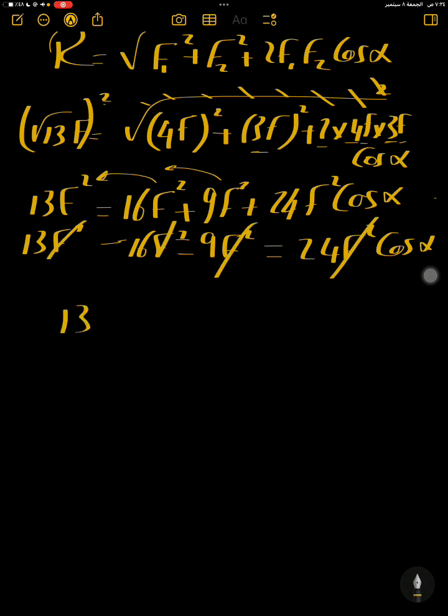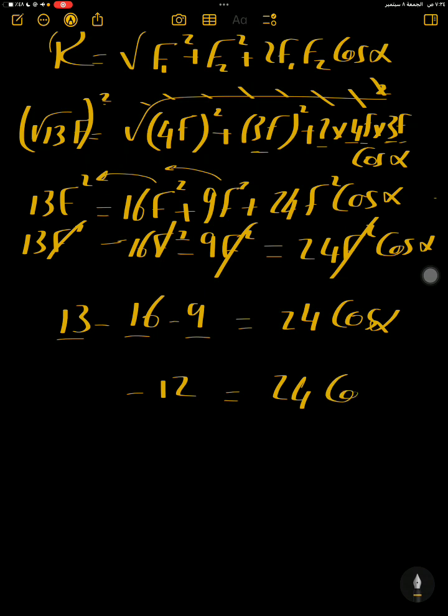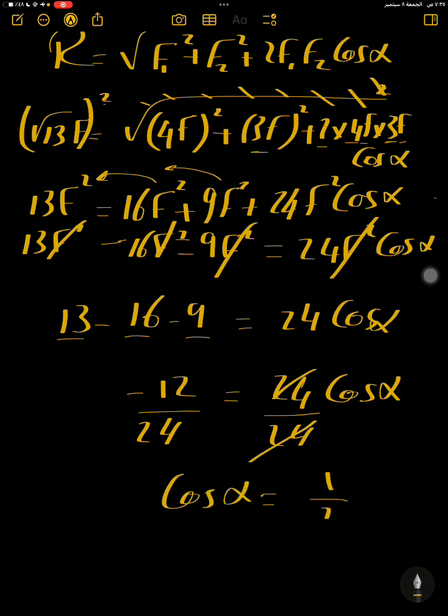Now the result is 13 minus 16 minus 9 equal 24 cosine alpha. 13 minus 16 negative 3, negative 3 minus 9 equal negative 12. 24 cosine alpha. Make here over 24 and the other side over 24. Then cosine alpha will be negative half. Shift cosine negative half, then alpha will be 120 degree.